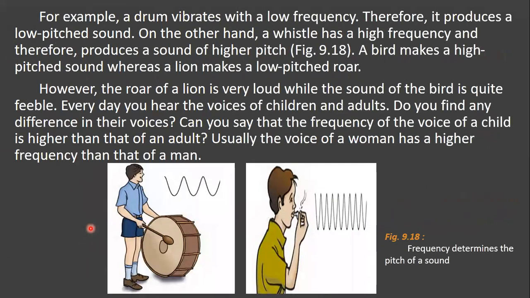See, children, for example, a drum vibrates with a low frequency. Therefore, it produces a low pitched sound. On the other hand, a whistle has a higher frequency and therefore it produces a sound of a higher pitch. See, observe the figure here, children.